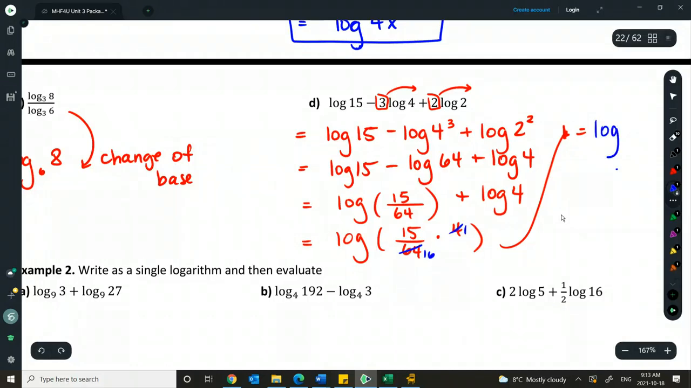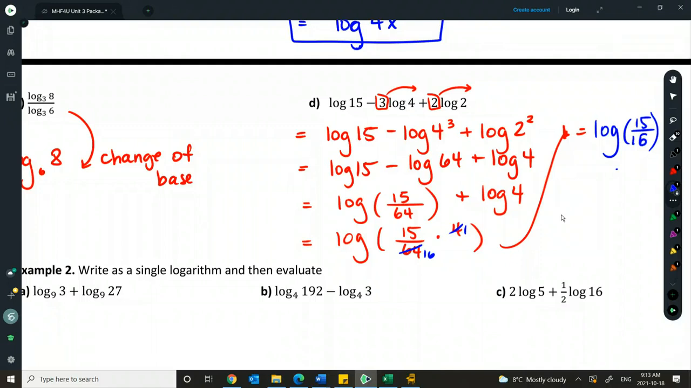So this will be the log base 10, common logarithm, of 15 over 16. Okay, just dividing 64 by 4 to reduce those. Or if you want, you can do 15 times 4 divided by 64 and then reduce the fraction, whatever you want to do.